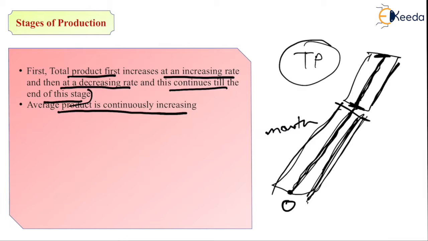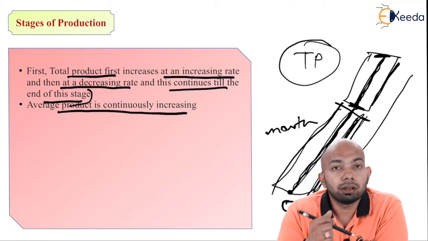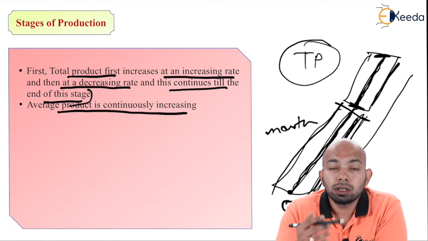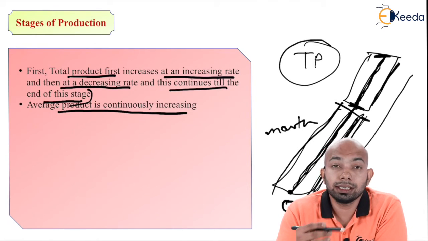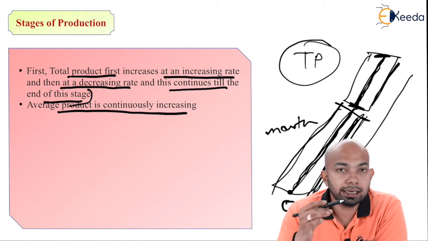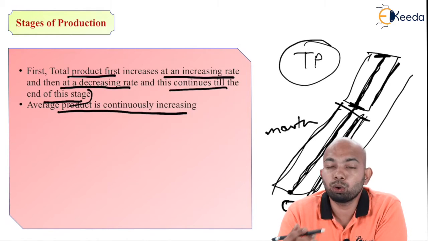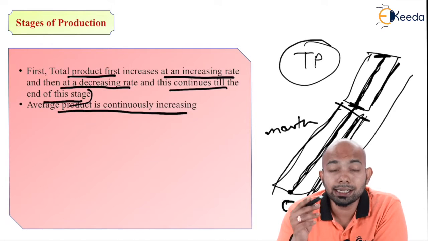Average product is continuously increasing. The average of all this product will be continuously increasing, because till now, at the end of this stage, it is not decreasing, it is increasing. The first increase was due to the increasing rate, at a faster rate, and the second was due to the slower rate, but still it is increasing. Hence the average product will still be increasing here.